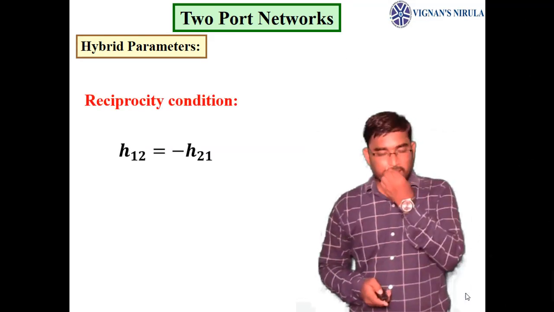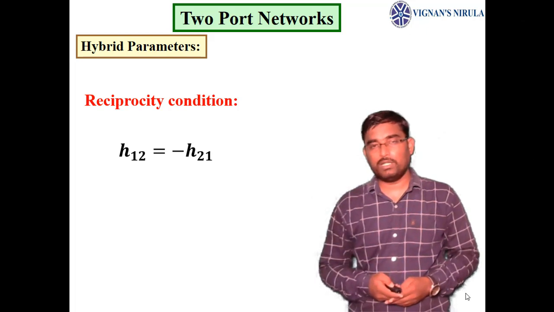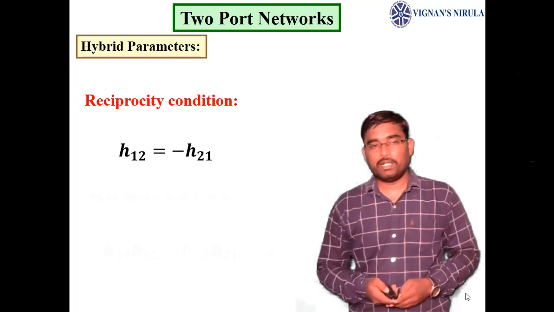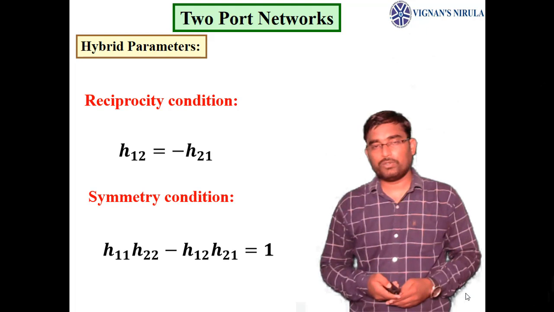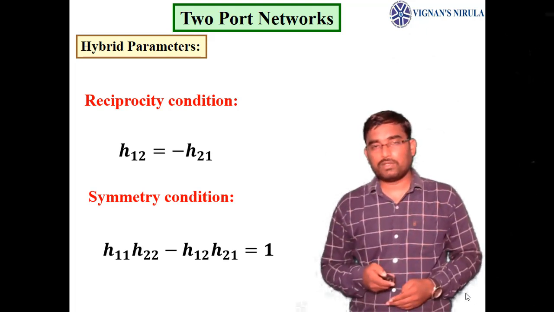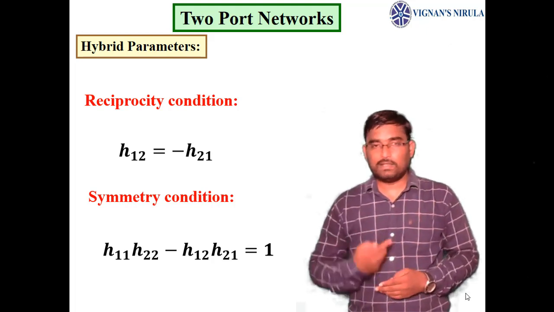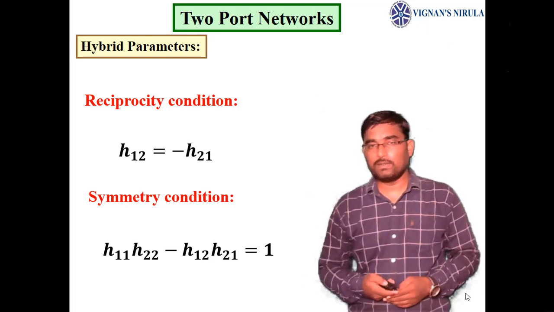Now the reciprocity and symmetry conditions for H parameters are: H12 equals minus H21 is the reciprocity condition, and the symmetry condition is H11 H22 minus H12 H21 equals 1. The derivation procedures for reciprocity and symmetry conditions are the same as explained in the earlier lectures.